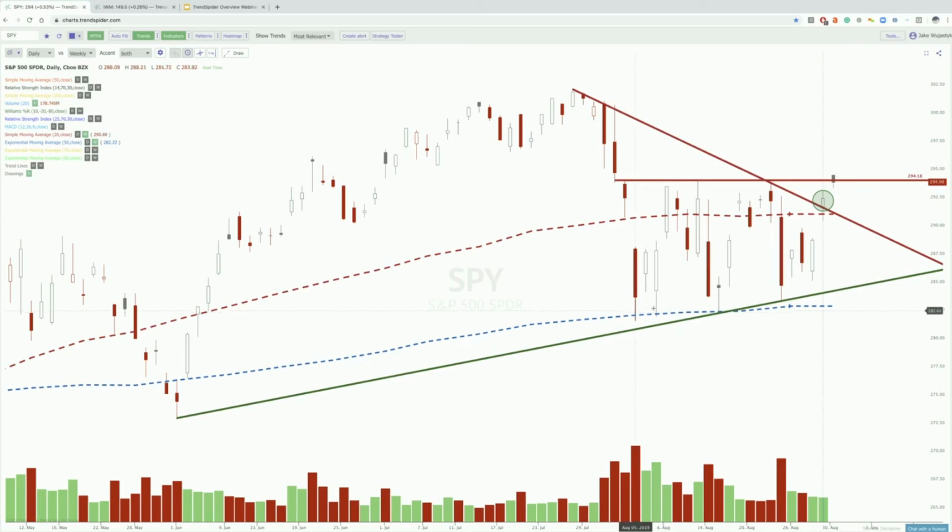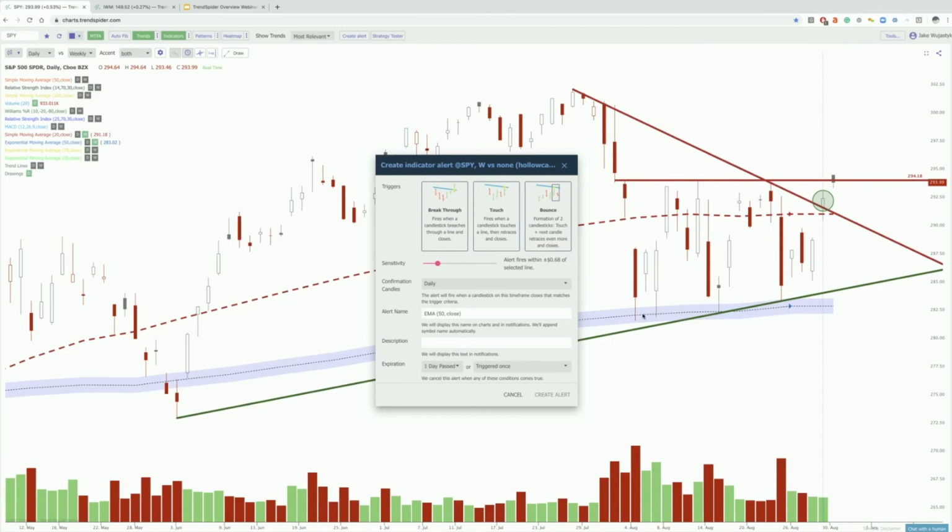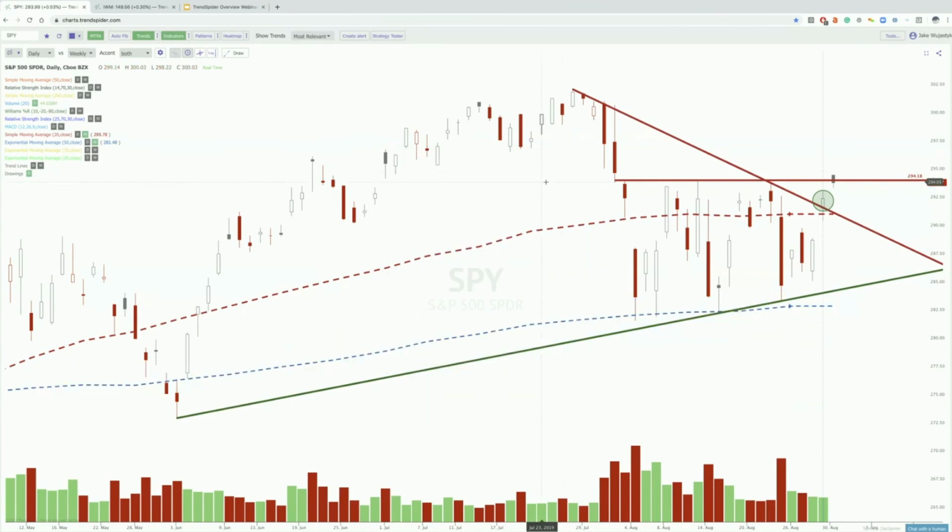Sure, the wick touched these areas three different times, but we didn't close there. So when we create this alert, we can get these wicks, but we can also increase the sensitivity, and we would have been able to capture this area and this area when it tested that area as well, and then we bounced off each time. Mm-hmm. So this has been a big zone and alert area that I've been using on the platform before we really bounced to the upside. So there's a lot of things that you can use.